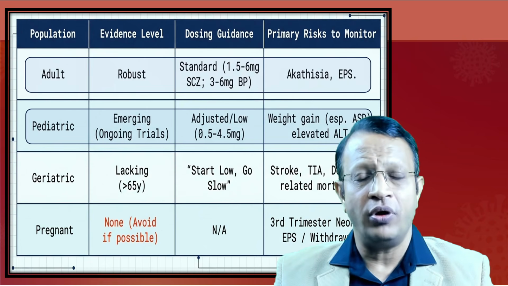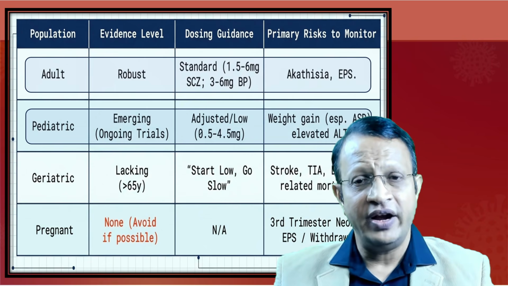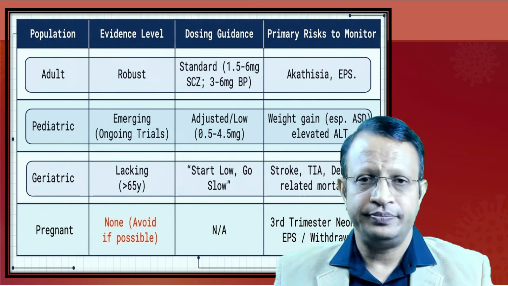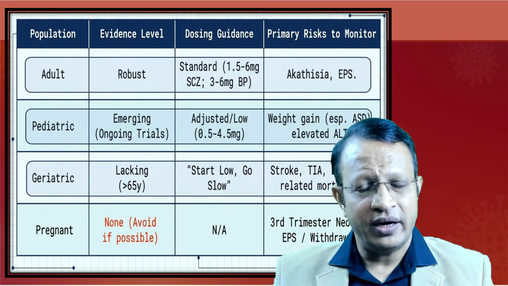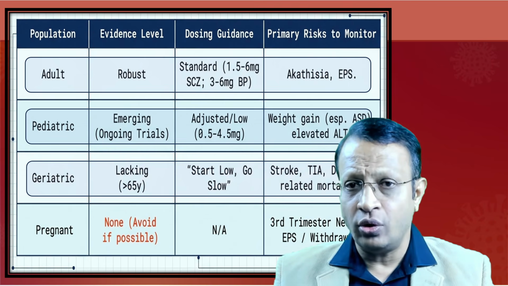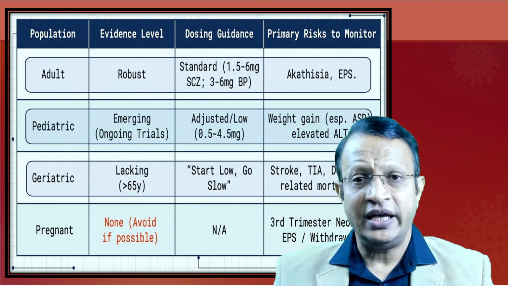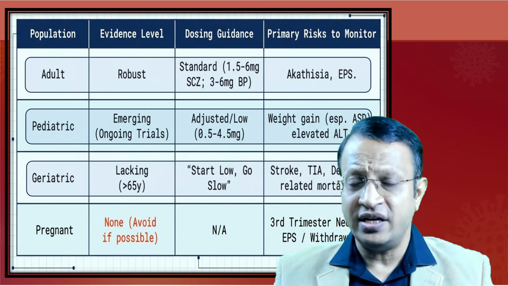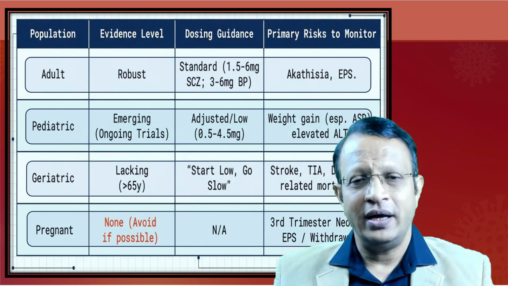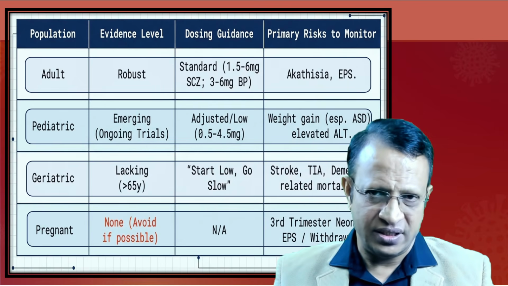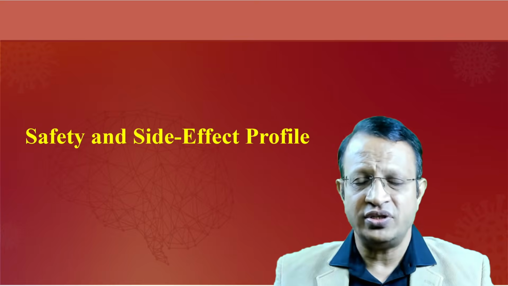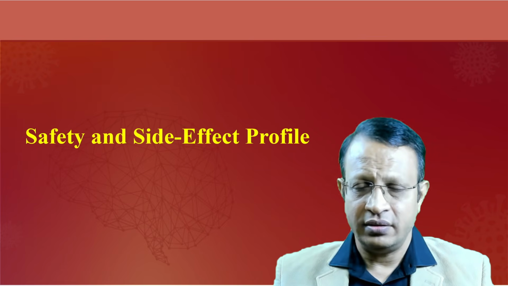It has been approved for schizophrenia, and nowadays even for autism spectrum disorder. With regard to geriatric, the evidence is lacking. However, if you want to give cariprazine, start low, go slow. Invariably keep an eye on stroke, transient ischemic attacks, and dementia-related mortality. What about pregnant? There is no data available, my dear friends. So avoid giving cariprazine in third trimester or breastfeeding women.